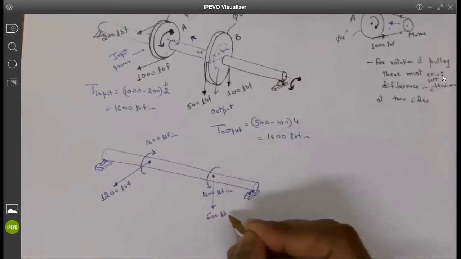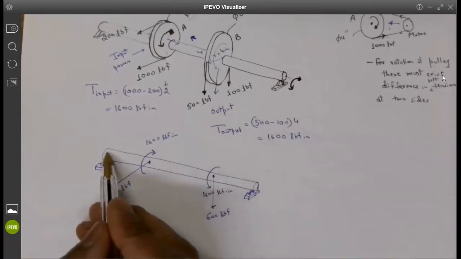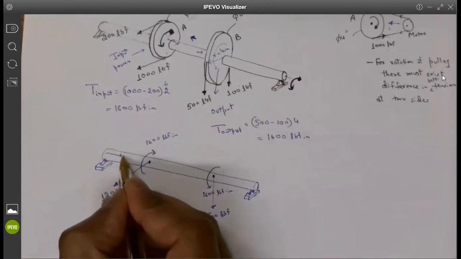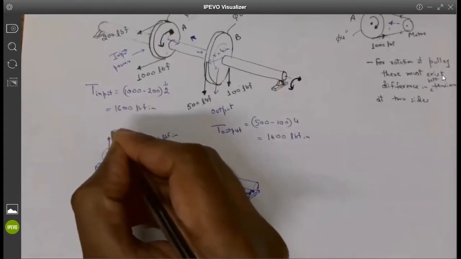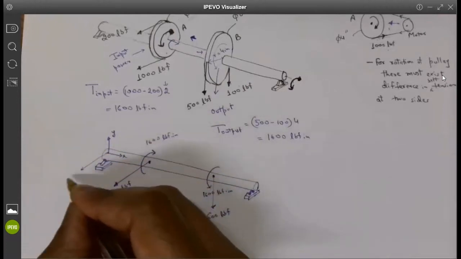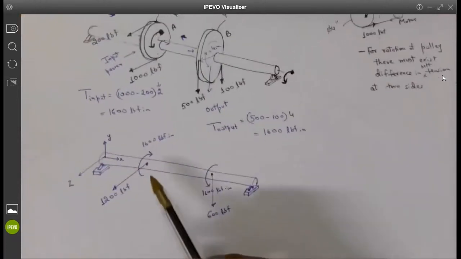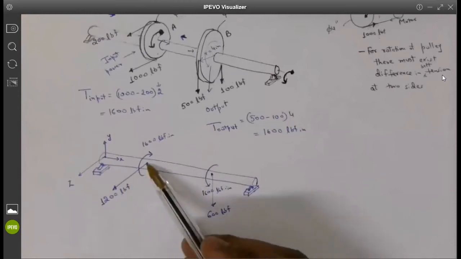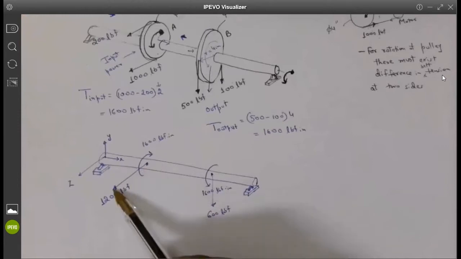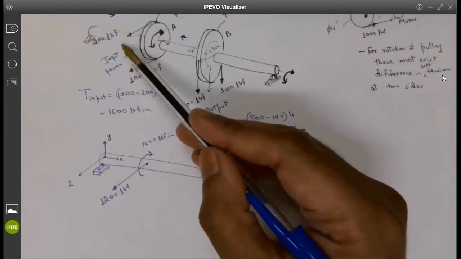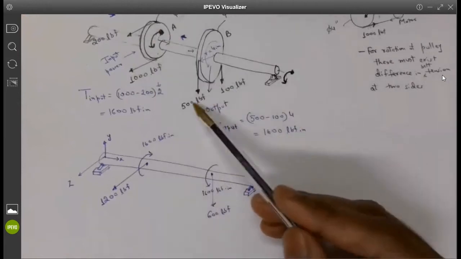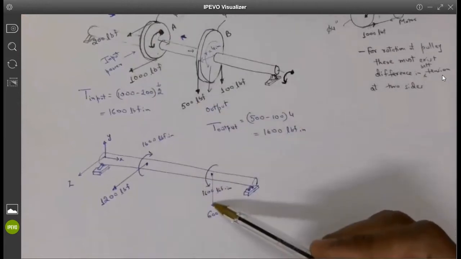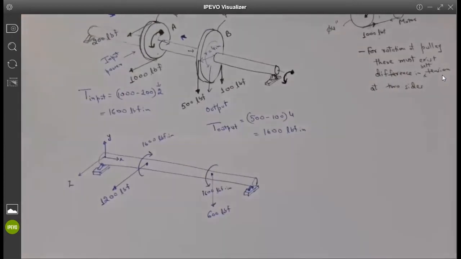And let me now use the coordinate system here. So if this is your X, this is your Y, and this is your Z, then the two tensions are basically trying to apply a load in the Z direction of 1200 pound force, which is the sum of 1000 pound force and 200 pound force. And you have a total load of 600 pound force acting in the negative Y direction. Is everybody following what we are trying to do? Yes, everybody is with me so far?